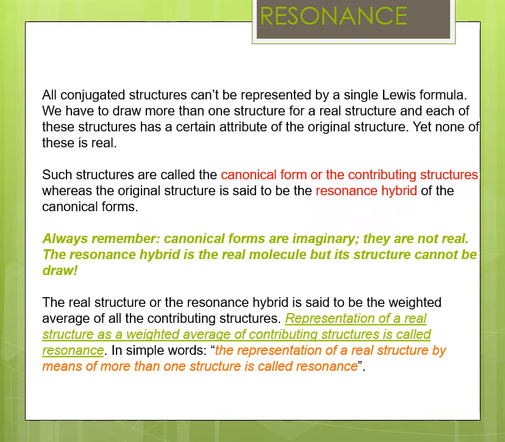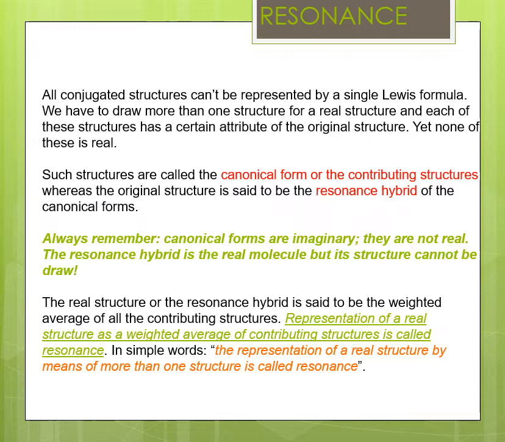One thing is important, always remember: canonical forms are imaginary, they are not real. The resonance hybrid is a real molecule, but its structure cannot be drawn. The real structure of the resonance hybrid is said to be the weighted average of all the contributing structures. Right? What do we mean by weighted average? The canonical form that resembles the original structure most has a greater weight.